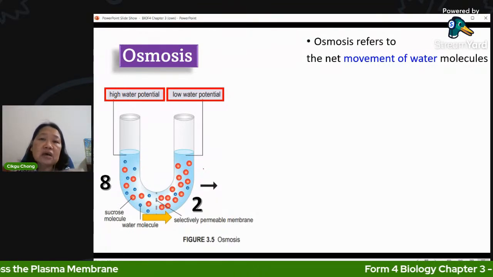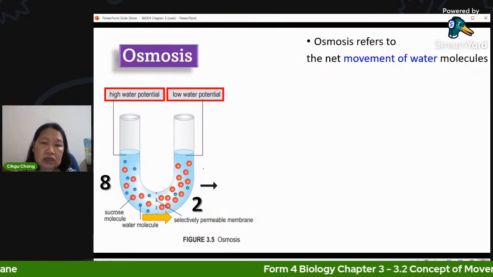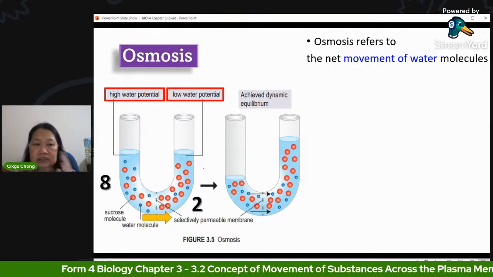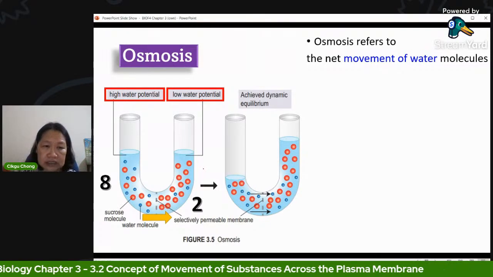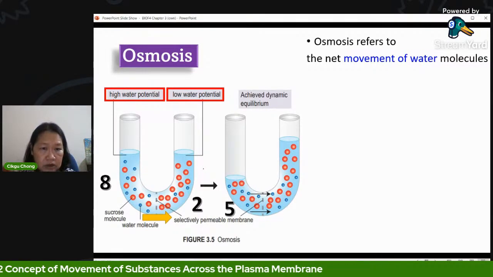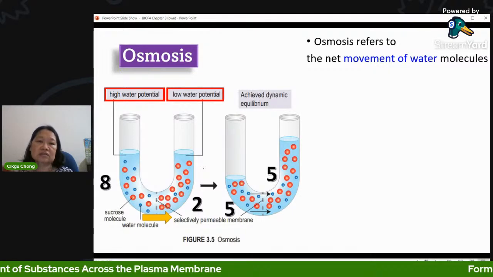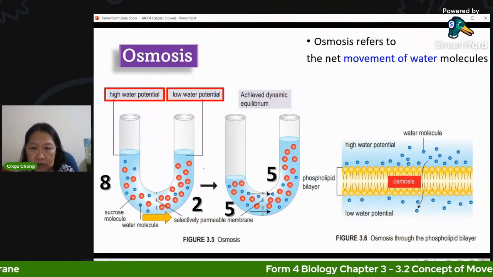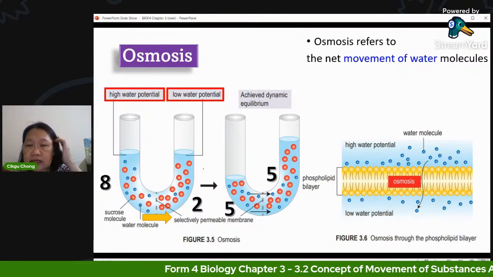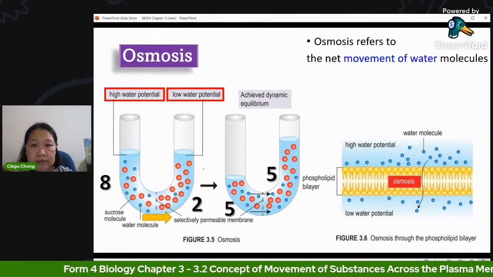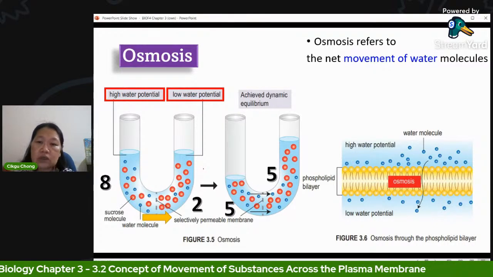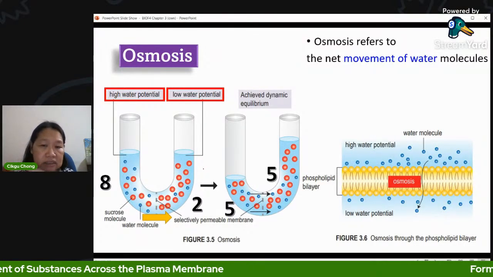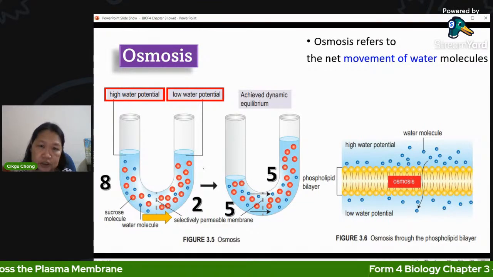So just now you mentioned the concentration of water from more to less, right? Now, water will move through the selectively permeable membrane. So you will see at the end here, there will be 5 molecules here and 5 molecules here. You see or not? This is how water molecules pass through the membrane, from high water potential to low water potential. That means the side which got more water will be high water potential, and the side which got less water will have low water potential.